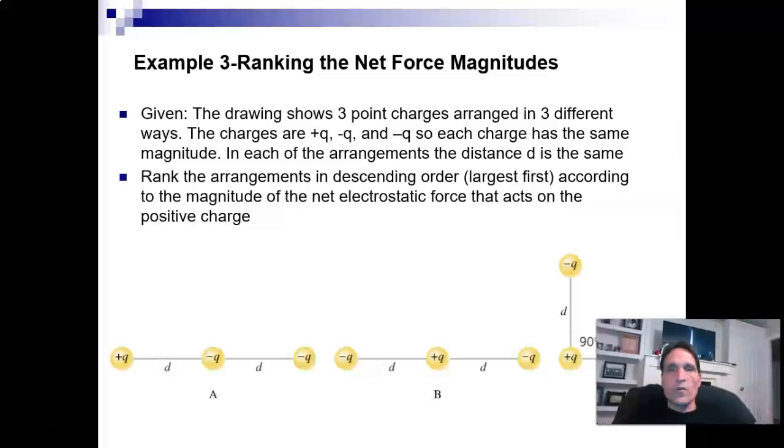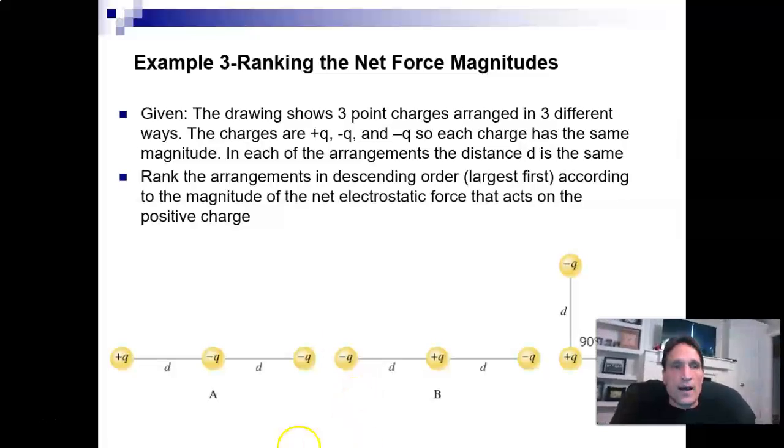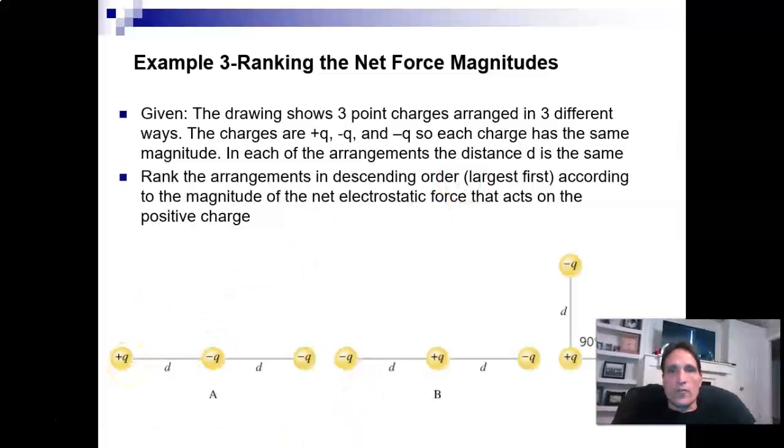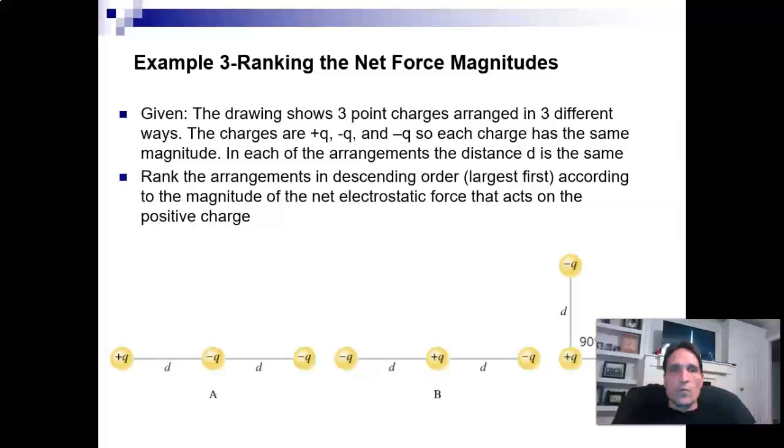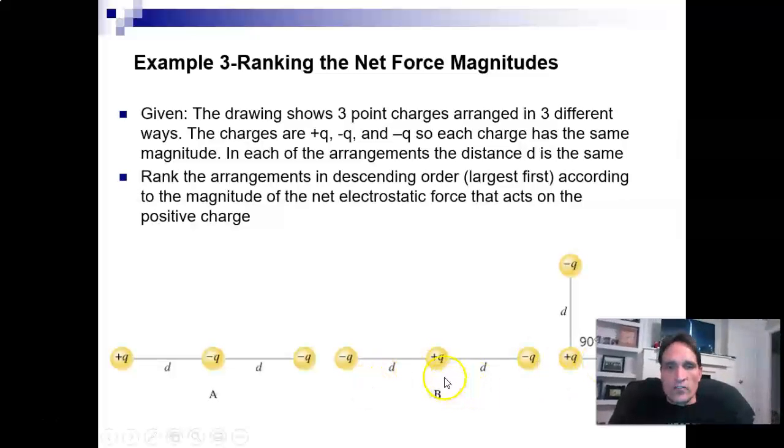And what we want to do is determine under which condition the positive charge will experience the largest force. So in other words, for which configuration, A, B, or C, would the positive charge experience the strongest force? Okay. So we're going to do it mathematically, but let's just try to do it intuitively. And B is the easiest, so let's start with that one.